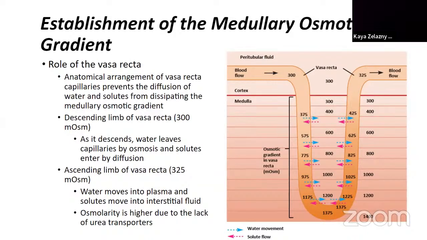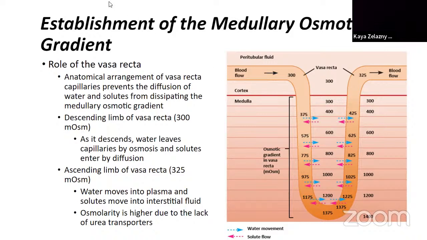So this arrangement of the vasa recta, these capillaries next to the loop of Henle, prevents the gradient from basically getting dissipated, getting erased by everything coming to equilibrium. The fact that we have this movement of blood flow in the opposite direction next to it.